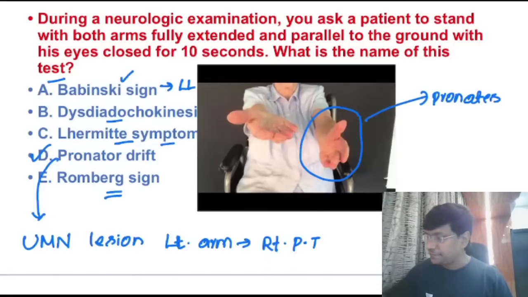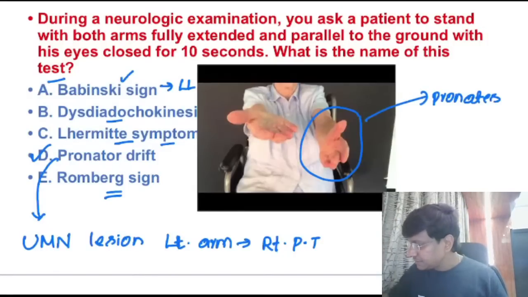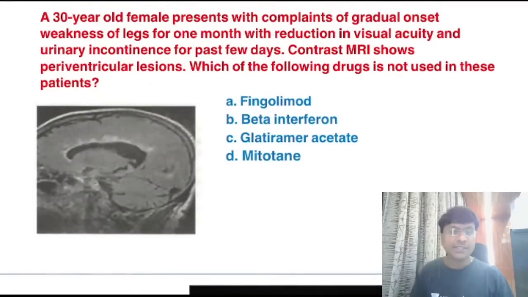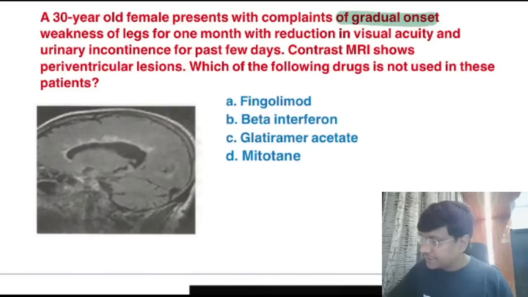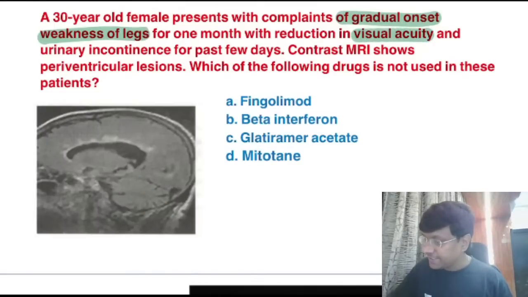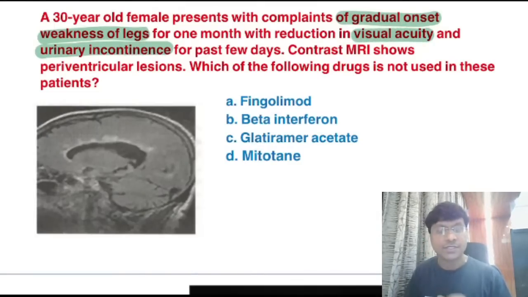So this is about the first important image based question. Now you see the next question. A 30-year-old female presents complaining of gradual onset weakness of legs for 1 month with reduction in the visual acuity and urinary incontinence for the past few days. Contrast MRI shows periventricular lesions. So you can see the periventricular lesions here.